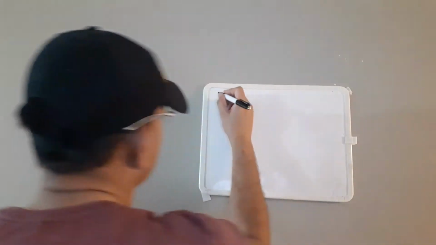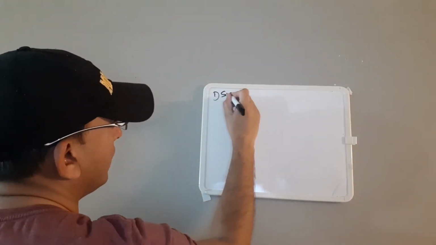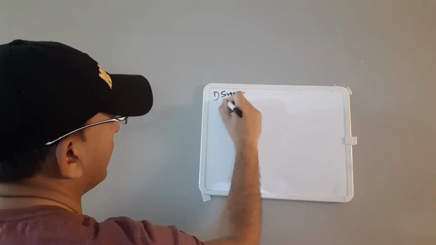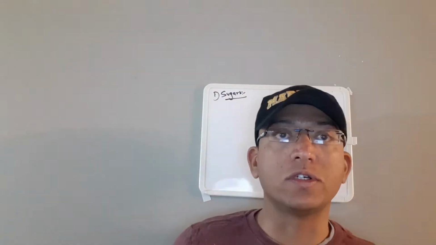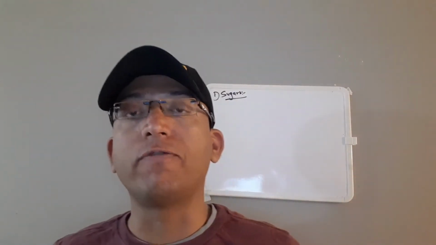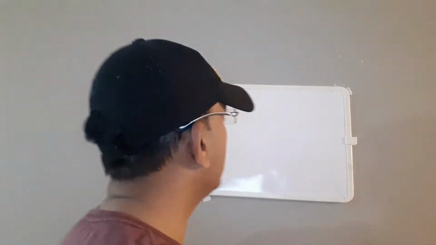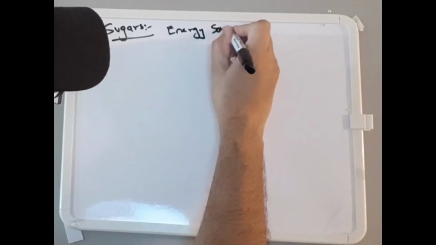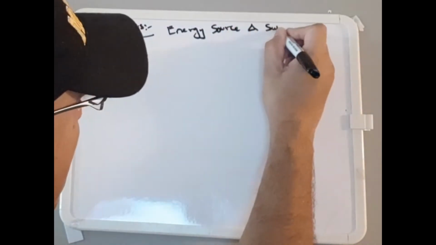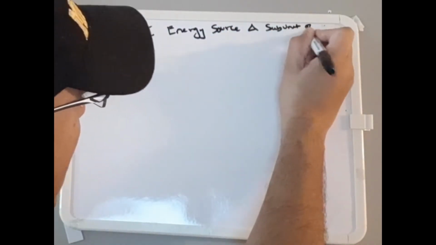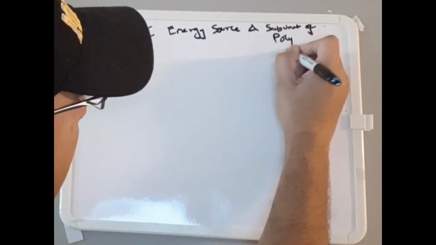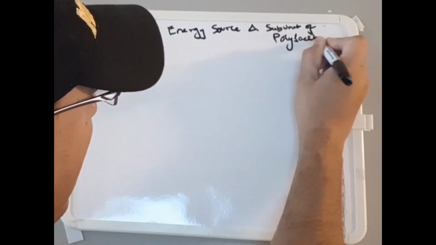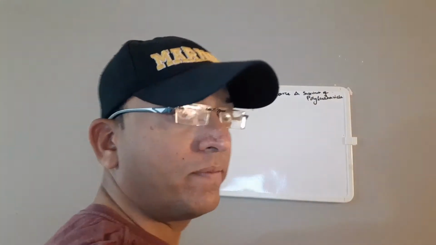The first organic molecule. All right, so when we think about this sugar, sugars are both energy sources and subunits of polysaccharides. So sugar serves as an energy source and subunit of polysaccharide.